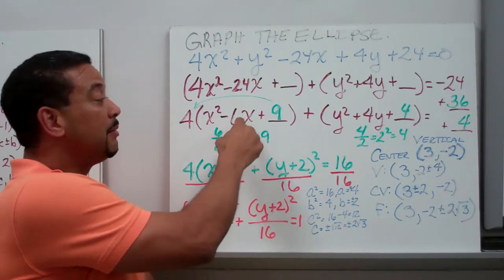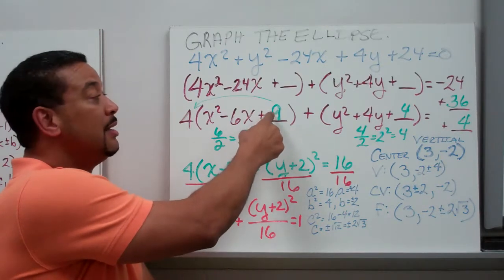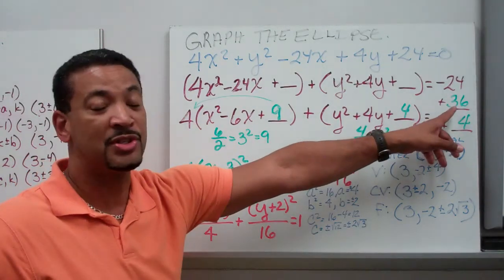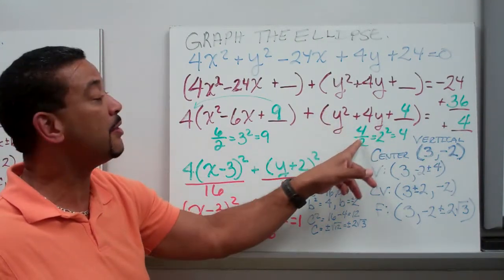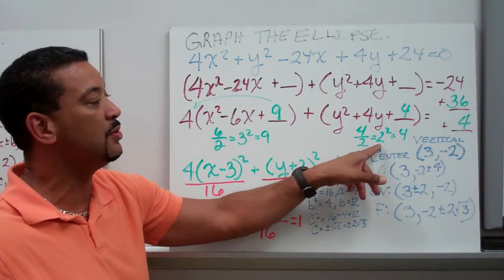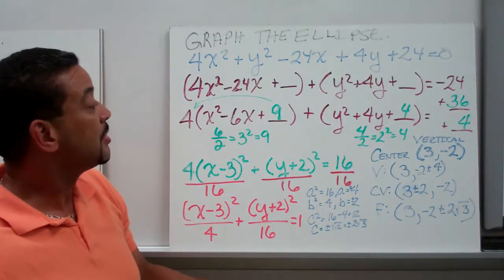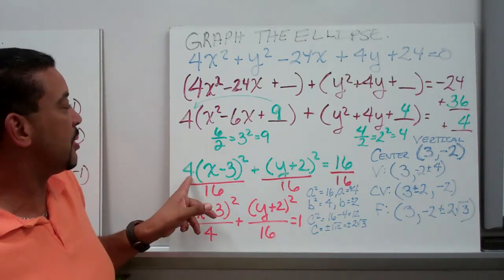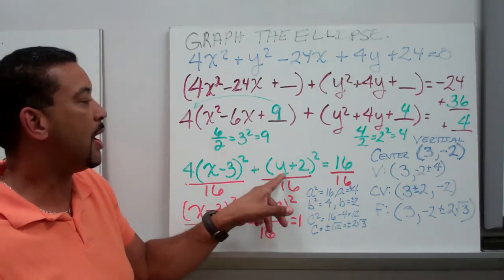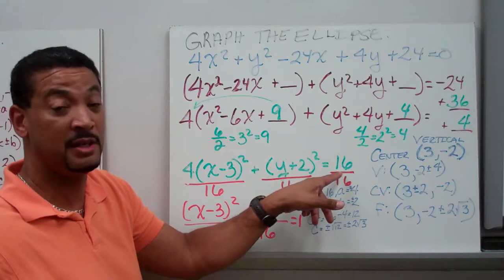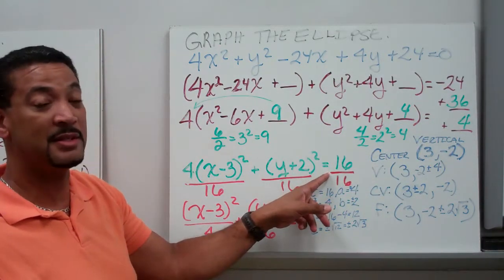Now when I do that, we're going to take half of that. Half of 6 is 3. 3 squared gives you 9. 9 times 4 puts 36 over here in my blank. Over here I didn't have anything I had to pull out, so I'm just going to halve my 4, which gives me 2. 2 squared is 4. 4 goes here, and 4 goes here. So now we have perfect squares, so we get 4, which is this 4, (x minus 3) squared plus (y plus 2) squared equals 16. It's negative 24 plus 36 plus 4 gives me my 16.